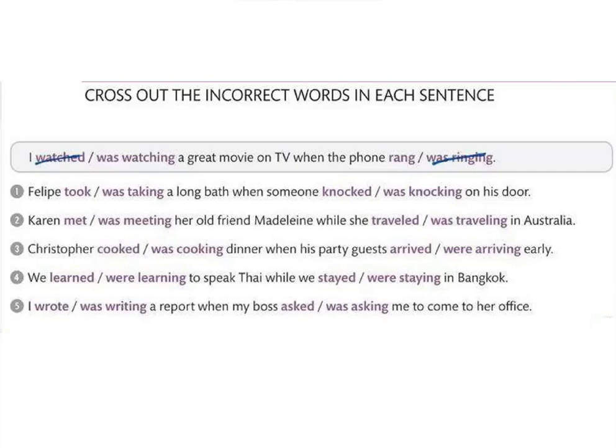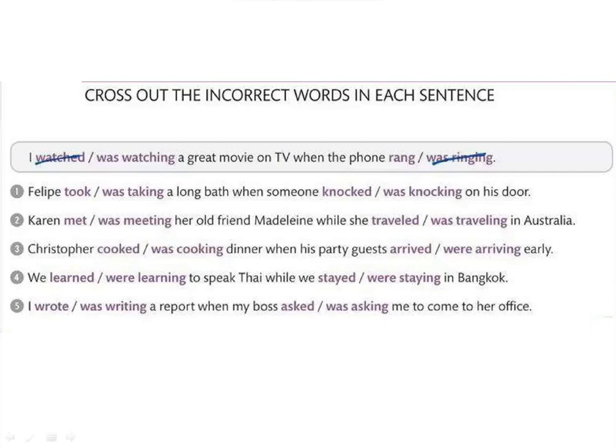Number 4. We learned or were learning to speak Thai. Thai here is the language of Thailand. While we stayed or were staying in Bangkok, which is the capital of Thailand. We learned to speak Thai while we were staying in Bangkok. Usually after the word while we mostly use the ing form. While means during, as we say. So we usually use the ing form after that.